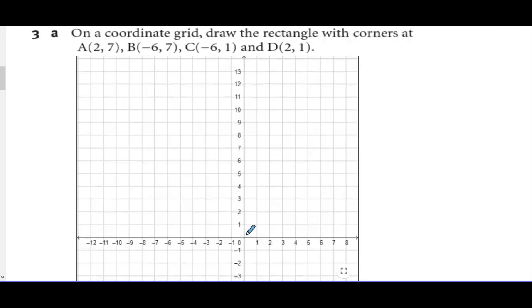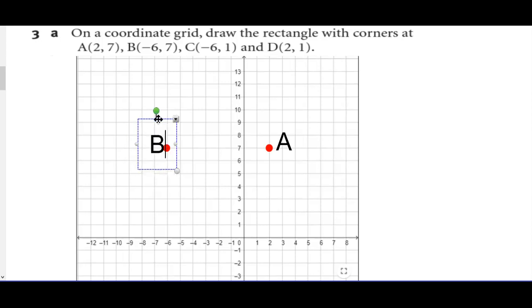This is 2, and that is 7. So the point will be here. This is 2,7, and that is your point A. So you label that: this is your point A. Right, so keep going. We have B, -6,7. So we have -6 here, and 7 somewhere there. Put a dot to show that this is -6,7, and then go ahead labeling that this point is point B.